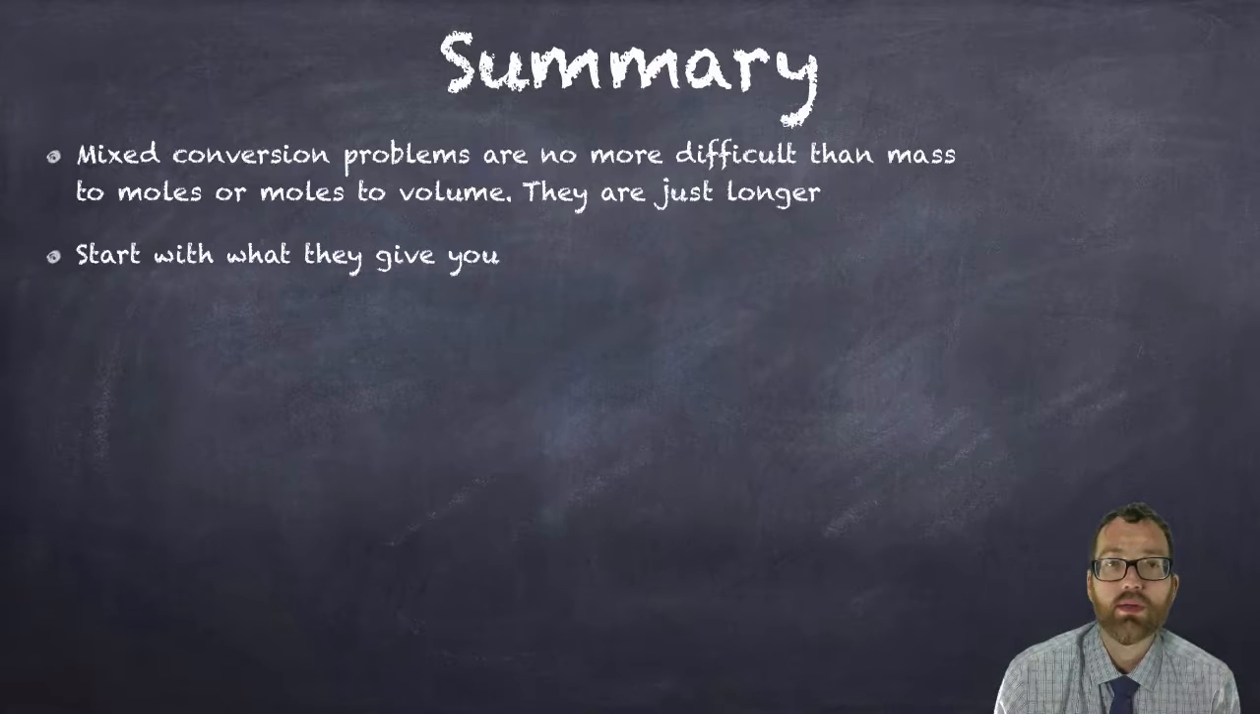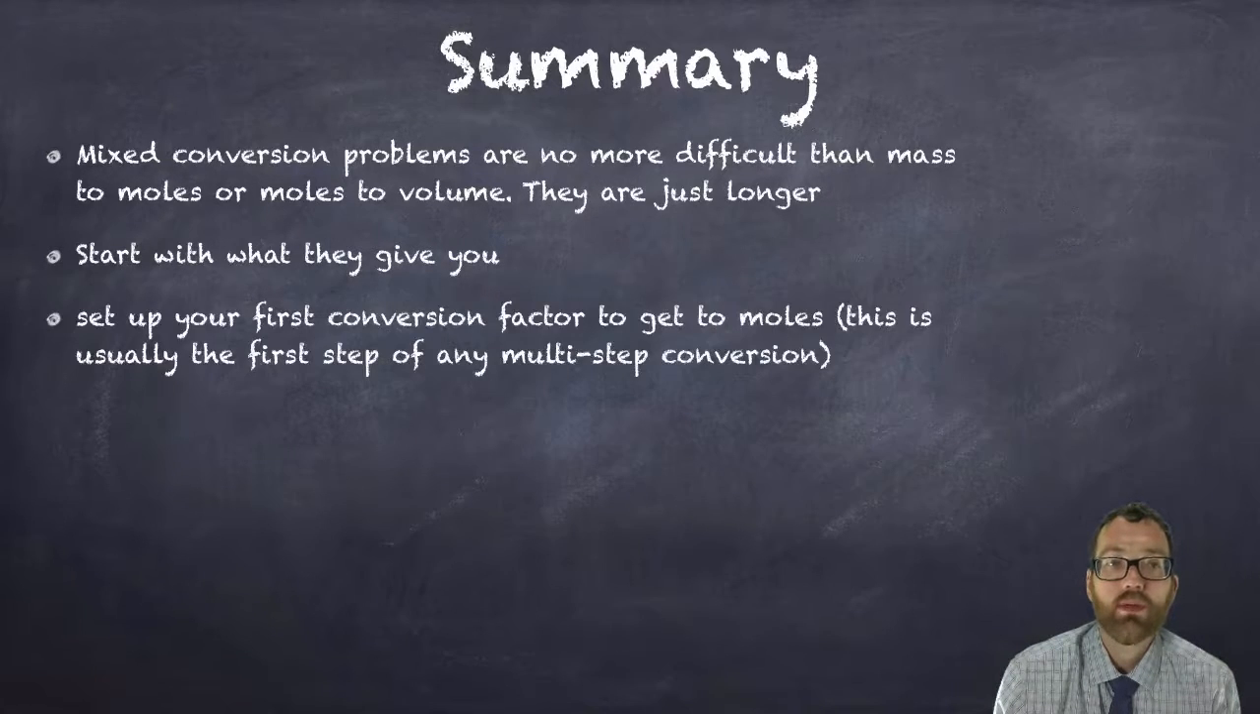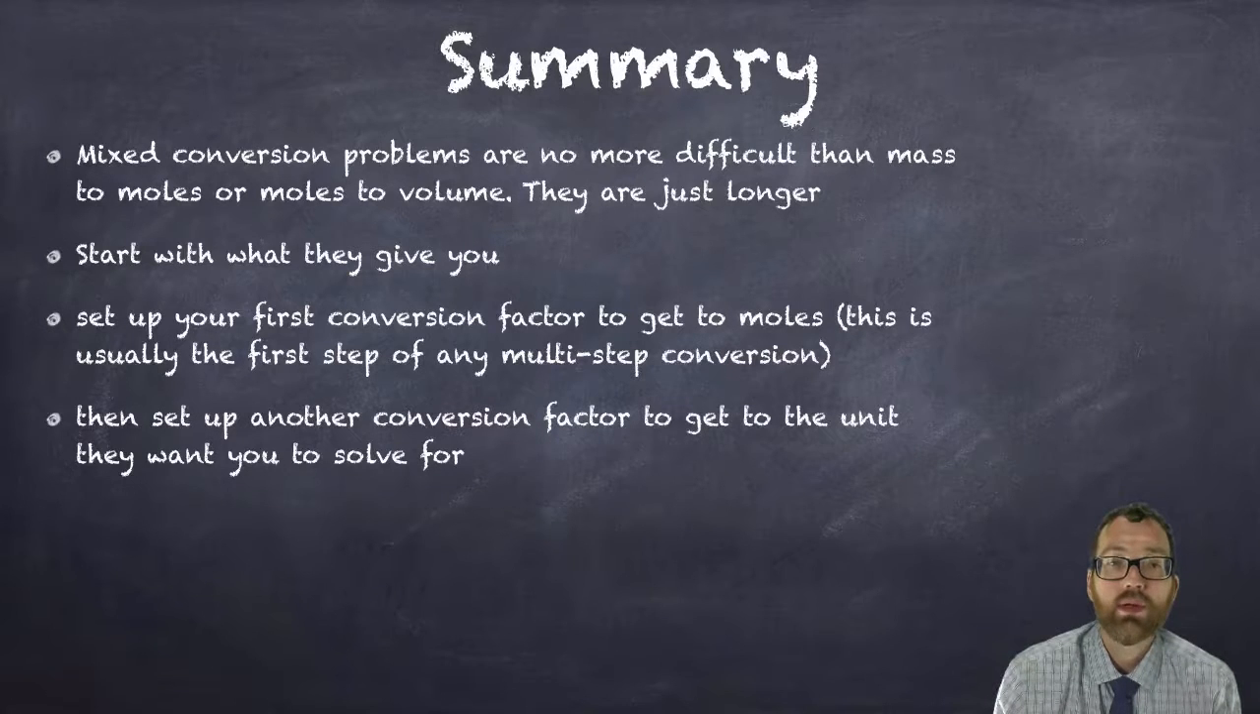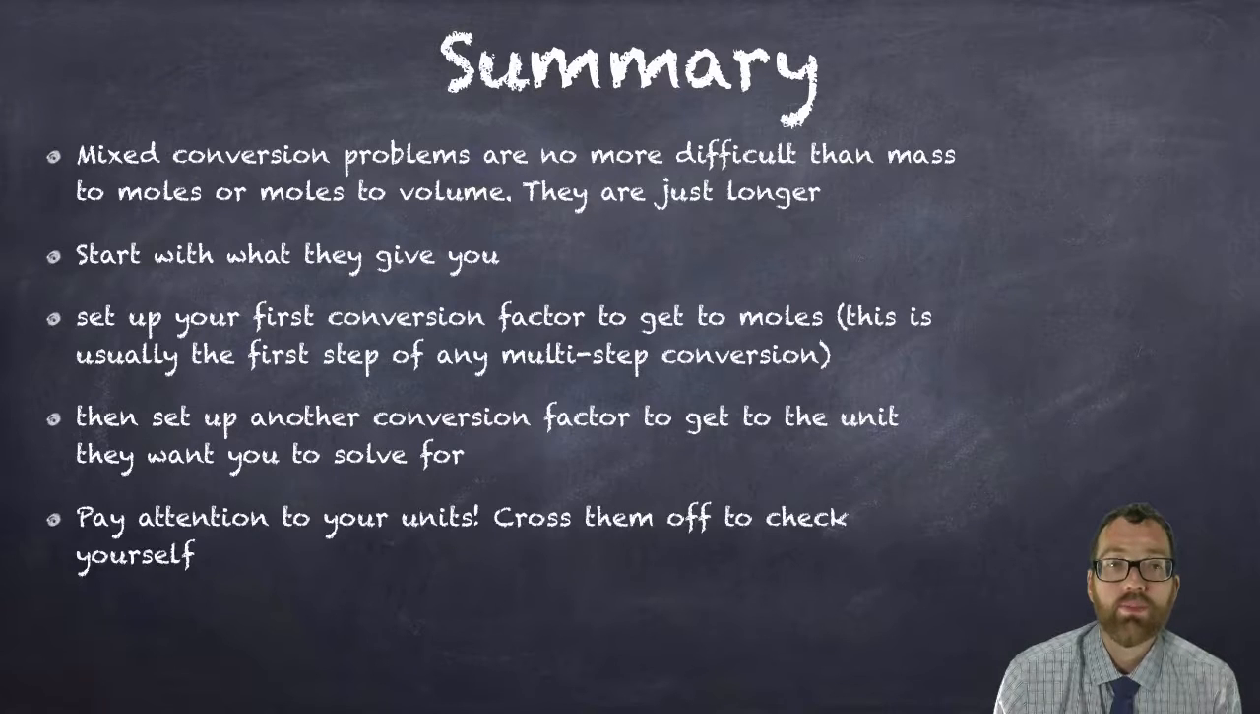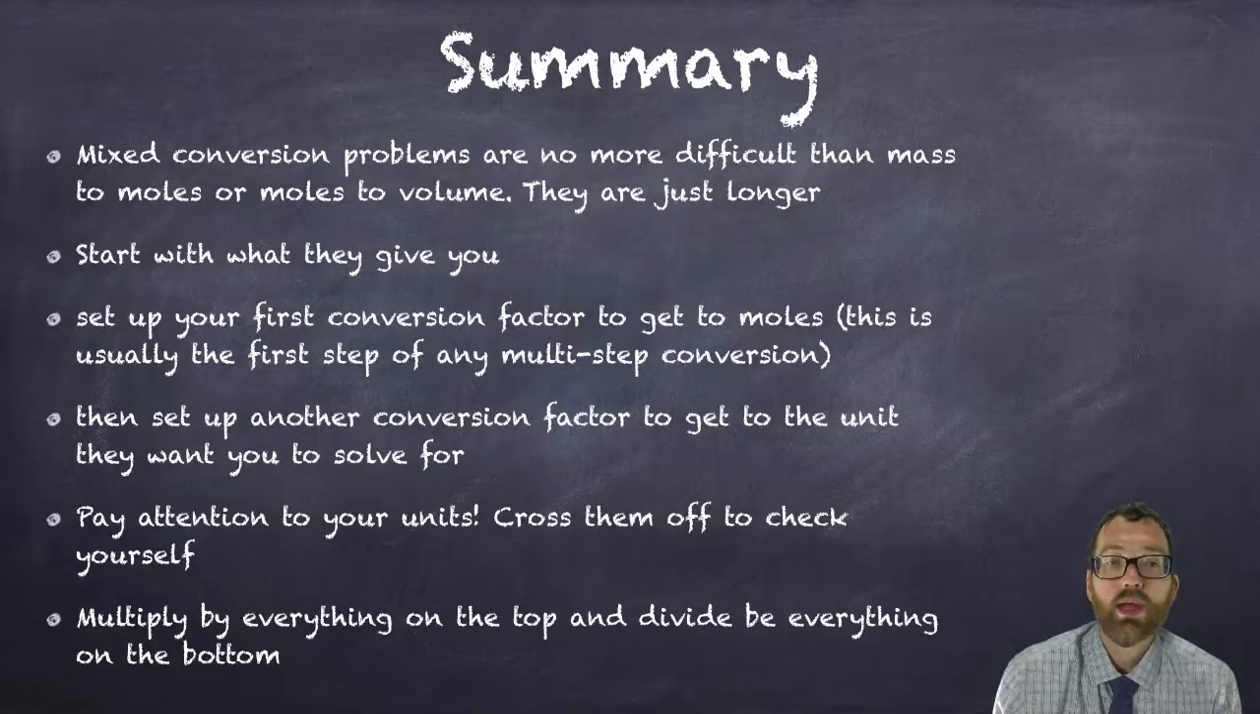So mixed conversion problems are no more difficult than mass to mole or mole to volume. They're just longer. They're going to be at least 2 steps long. Always start with what they give you and set up your first conversion factor to get to moles. This is usually the first step in any multi-step conversion problem. Then you set up another conversion factor to get to the unit they want you to solve for. Pay attention to your units. Cross them off as you go to check yourself. And then multiply by everything on top and divide by everything on the bottom, and you should get the answer correct every time.